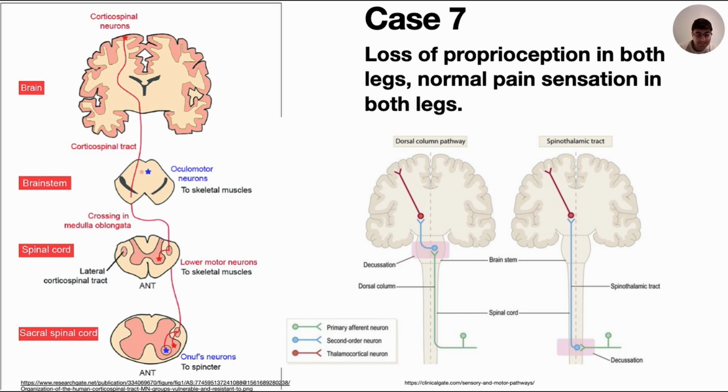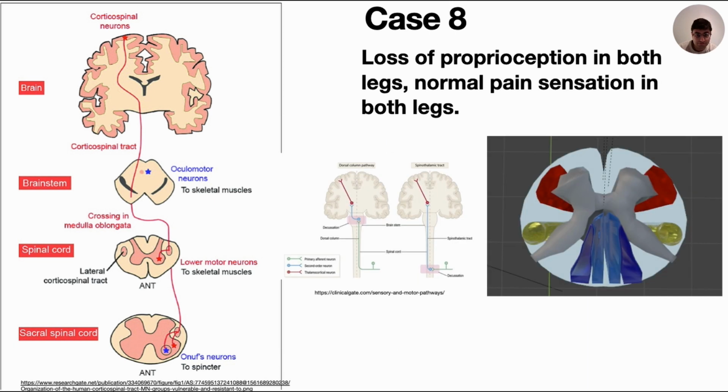Well, here we have to consider the spinal tracts. So here is a cross-section of your spinal cord, and these are the dorsal columns, so named because they're in the dorsum of the spinal cord, right at the back. And here are your spinothalamic tracts, which are quite ventral in the spinal cord. So if you have loss of proprioception in both legs, remember proprioception is carried by the dorsal columns, these blue dorsal columns, then you've taken out your dorsal columns on both sides of your spinal cord.